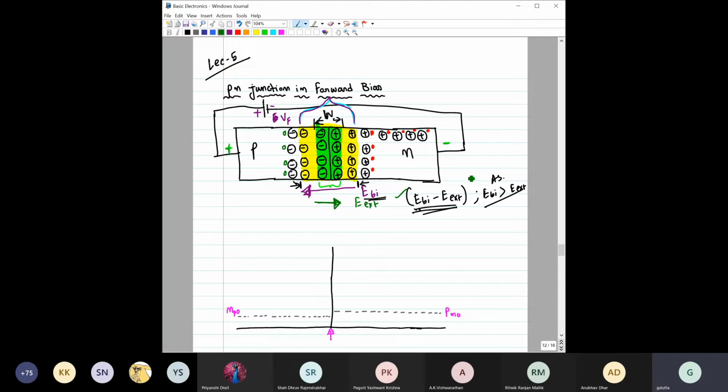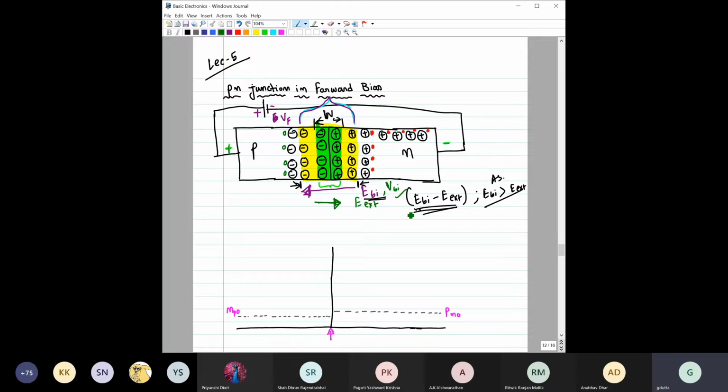Now you see what was happening due to this. Earlier, when no bias was applied, this was the total depletion layer width, and at that time E_BI was the electric field and V_BI was the built-in potential barrier. Due to this V_BI, the diffusion of holes from the P side to the N side and the diffusion of electrons from the N side to the P side was balanced. That means there was no further diffusion of holes from the P side to the N side and no further diffusion of electrons from the N side to the P side.